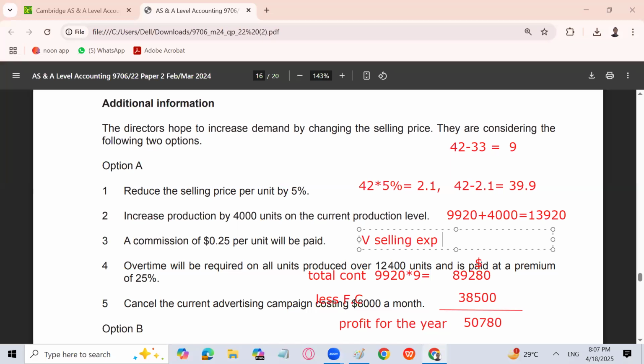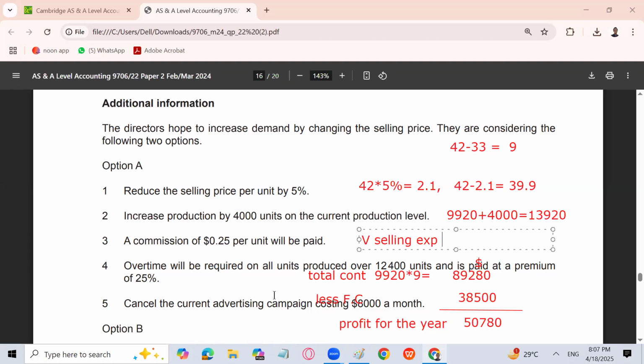If you are selling fewer units, commission will decrease. So it is a variable cost, but the per unit commission is the same. That is why it is a variable cost. Overtime will be required on all units produced over 12,400 units and is paid at a premium of 25%. You have to pay a premium of 25% on the overtime, right?